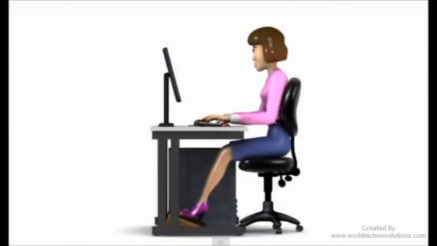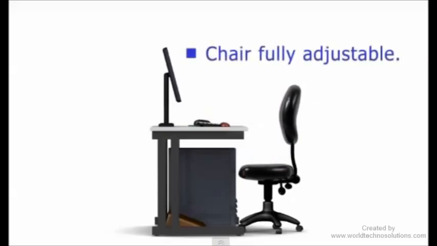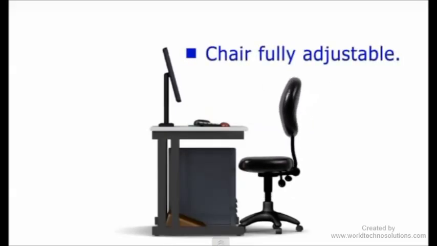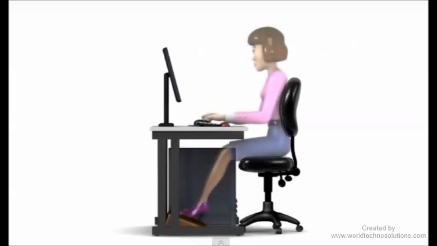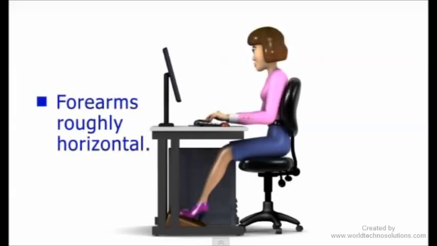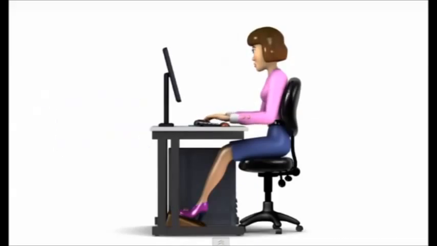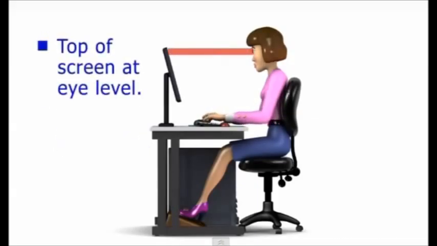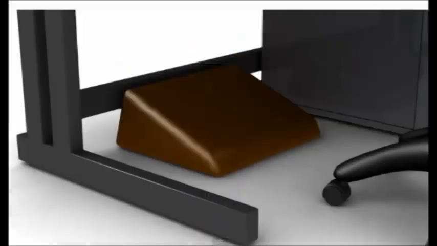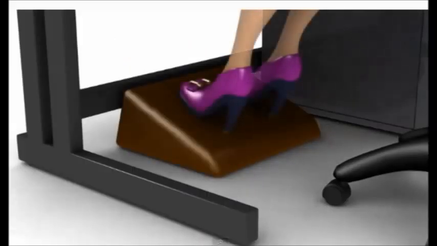The work chair should allow the attainment of a comfortable working position, and to facilitate this, should feature an adjustable seat and back height and tilt. The chair should be adjusted so that the user's forearms are roughly horizontal, with all but the largest displays set with the top of the screen at eye level. A footrest should also be provided upon request.